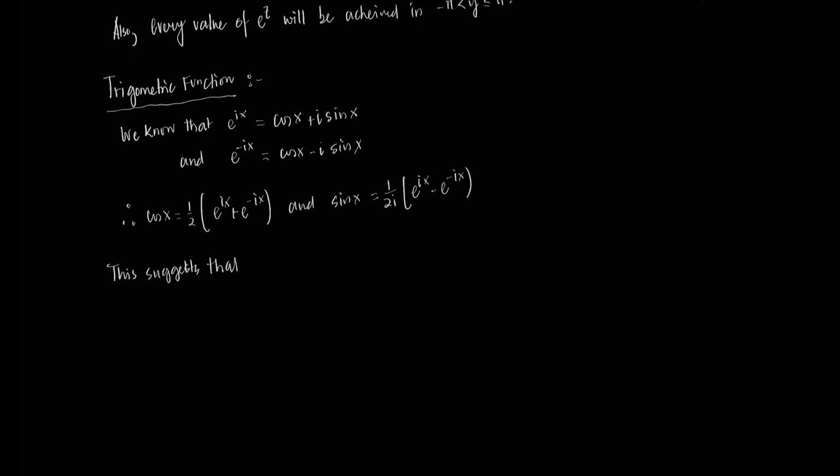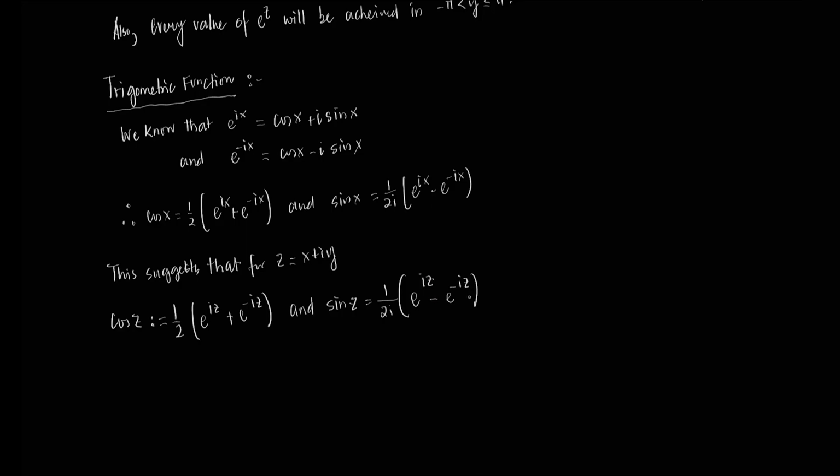Right, so this suggests that for z, which is x plus iy, we can define a similar thing. This is the definition. We will define cosine z as half of exponential iz plus exponential minus iz, and sin z to be 1 by 2i times exponential iz minus exponential minus iz. Clear? So this is what we can define.